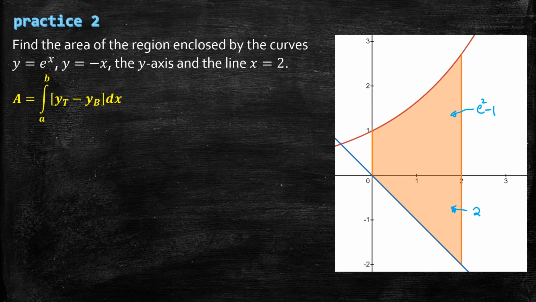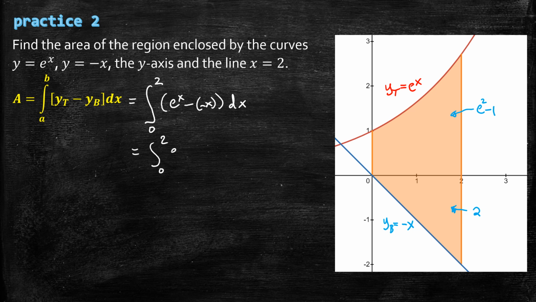So it's important to identify what's yt, the top function, and what's the bottom function. So the top function is clearly e to the x. And the bottom function, yb, must be negative x. So then we get to just plug in, and a is 0 and b is 2. So we would have the integral of e to the x minus negative x dx. And if we simplify that, that's e to the x plus x dx.